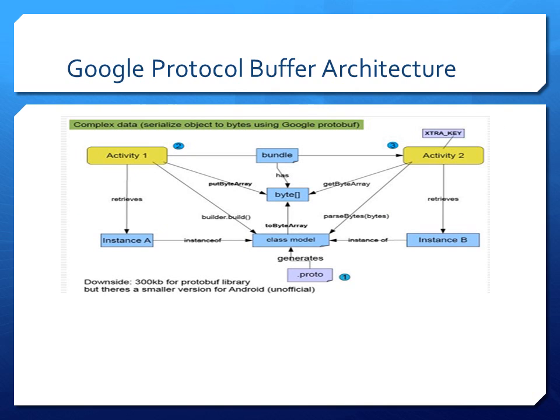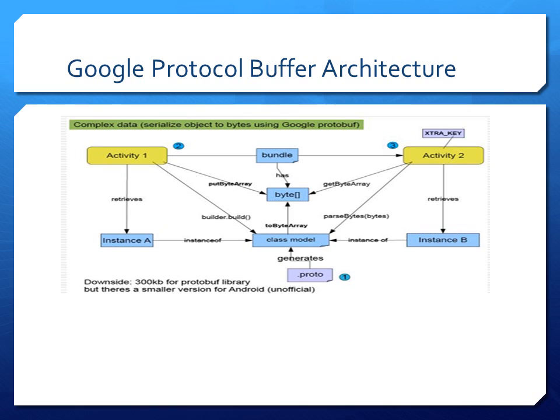A quick overview of how the protocol buffer works. It's a bit of a hard to follow diagram, but the main thing here is that you have the activity on the left, somebody who's going to build up the protocol buffer and send it across. And then you have the activity on the right, which is someone who's going to consume the protocol buffer.